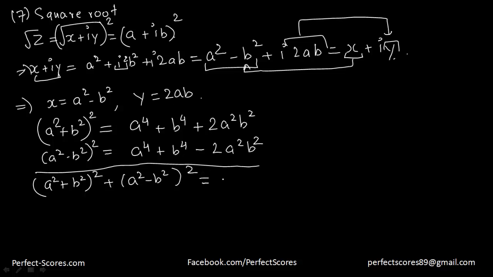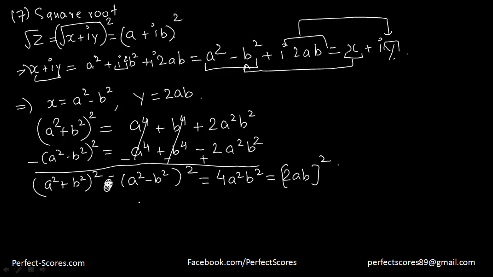If I subtract these values rather than adding them, you can clearly see this and this will get eliminated. So (a² + b²)² − (a² − b²)² is going to be 2 + 2, that is 4a²b², which is actually equal to (2ab)².